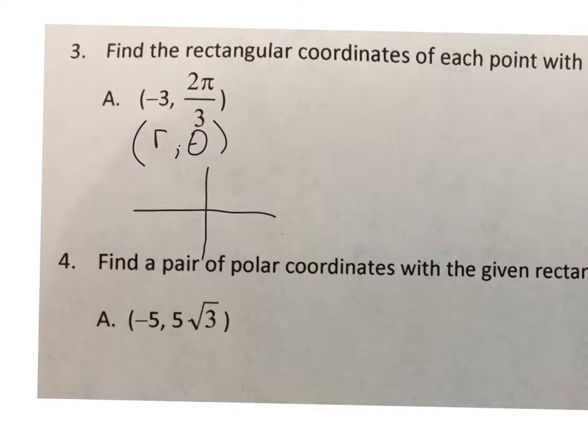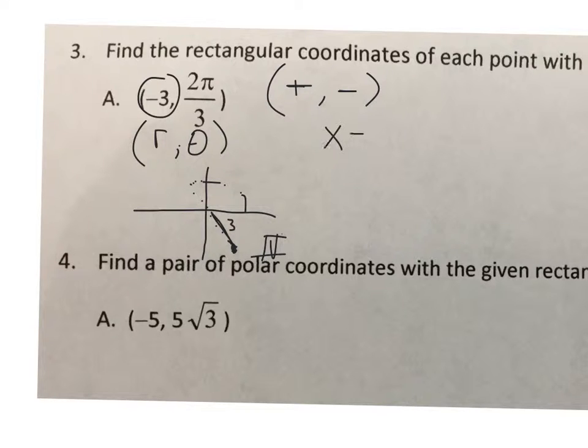So we go to 2 pi over 3, which is over here, but then the radius says it's negative, which means our point is actually down here, 3 units away along this axis right there. Okay, so we're in the fourth quadrant, so we should expect to have a positive x coordinate and a negative y coordinate, because we're in the fourth quadrant.